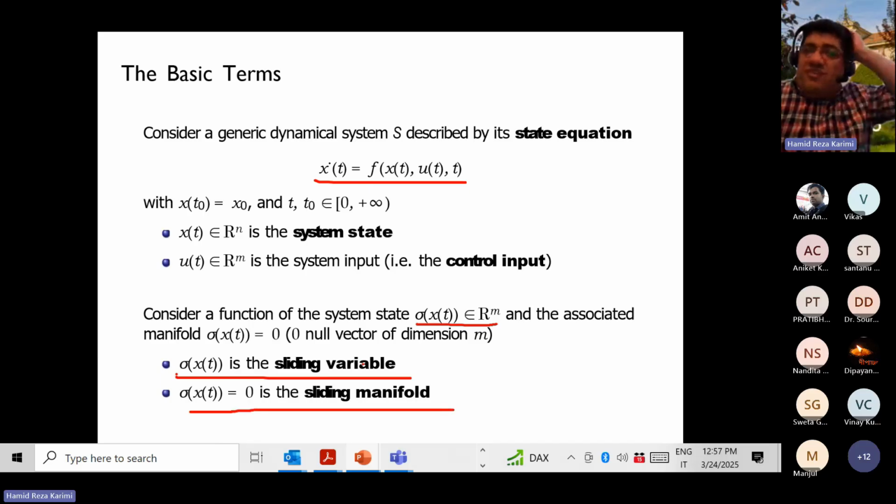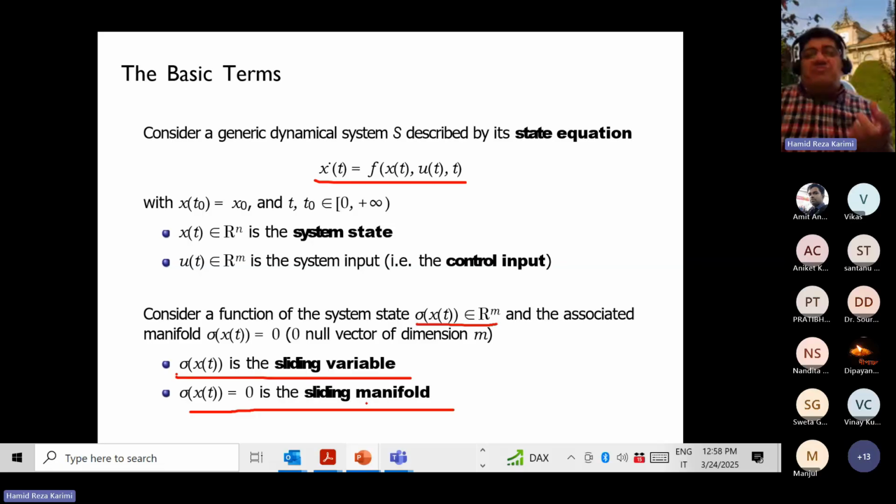What does a variable mean, and what does a manifold mean? The sigma(x) = 0 gives you one surface in two dimensions, or even one line, but all the variables should approach this manifold.